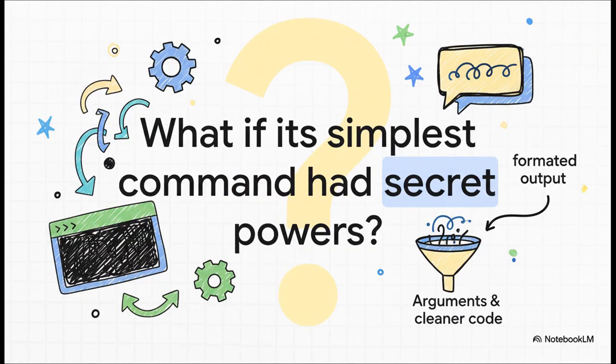Because hiding right under that simple surface, the print function has some seriously powerful arguments that can totally transform your output, give you fine-tuned control over your console, and honestly, just make your code a whole lot cleaner.